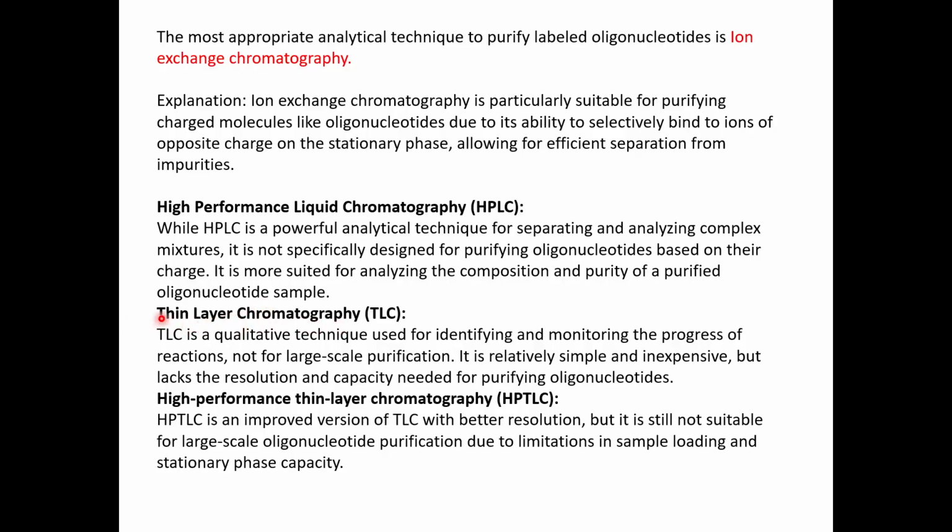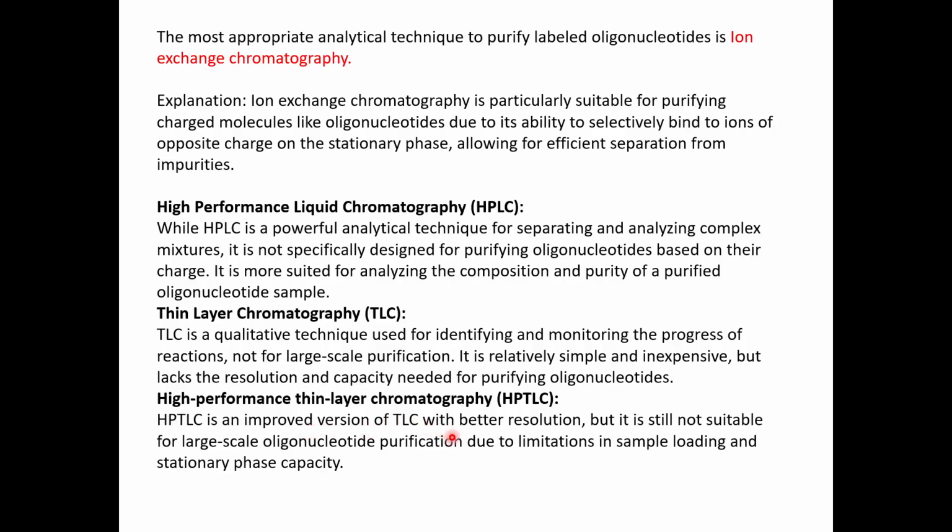Then TLC, which is thin layer chromatography. It is a qualitative technique used for identifying and monitoring the progress of reactions, not for large scale purification. It is relatively simple and inexpensive, but it also lacks the resolution and the capacity which is needed for purification of oligonucleotides.